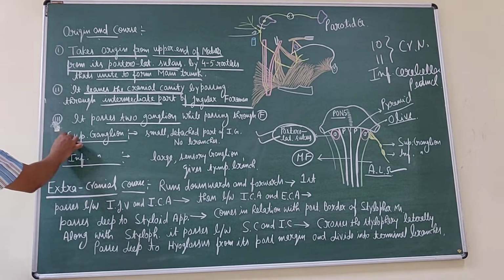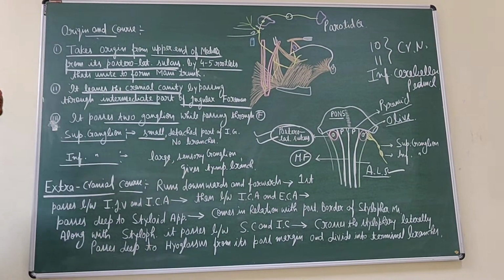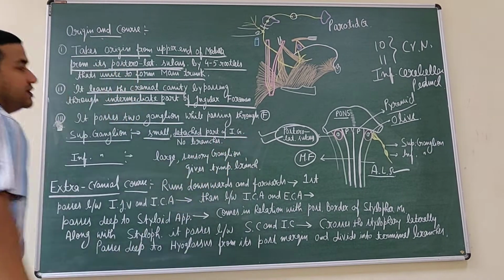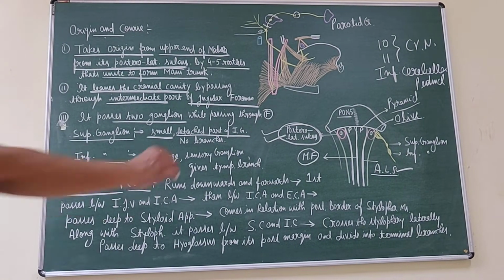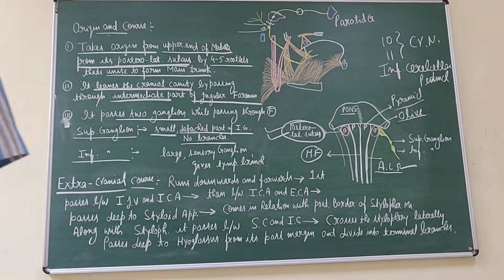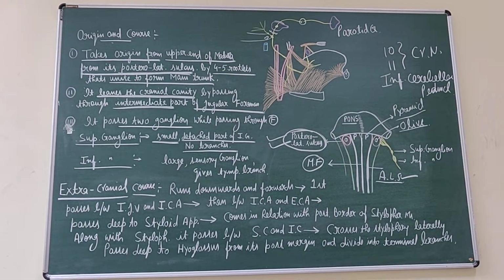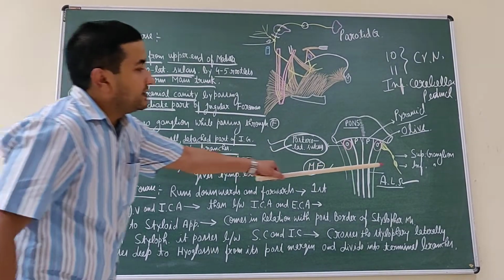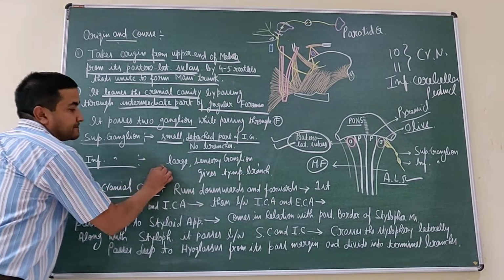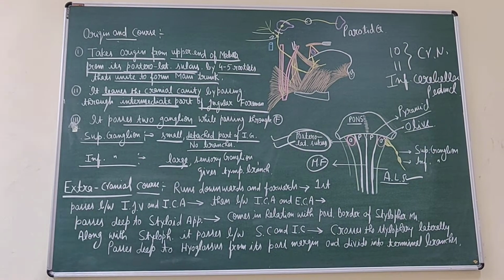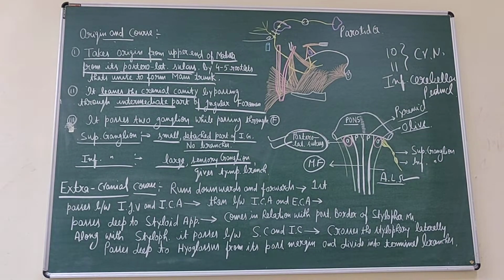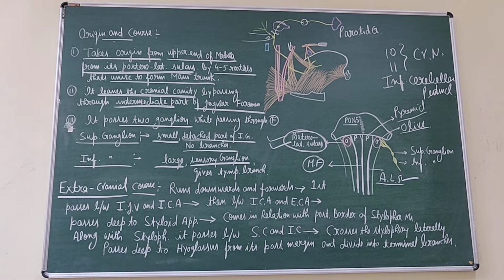Now the superior ganglion is small, and it is considered as a detached part of the inferior ganglion, and it gives no branches. That is about the superior ganglion. Now the inferior ganglion is larger, and it is the sensory ganglion.